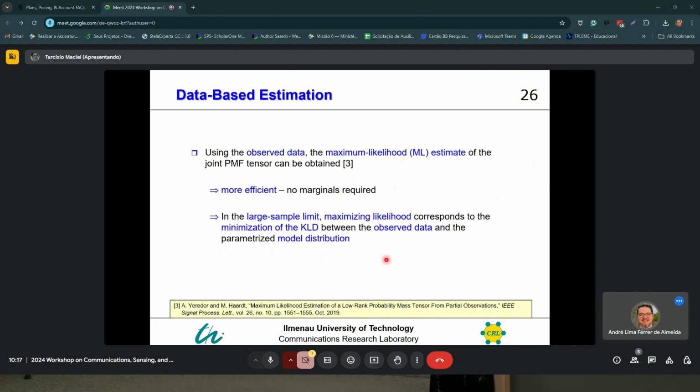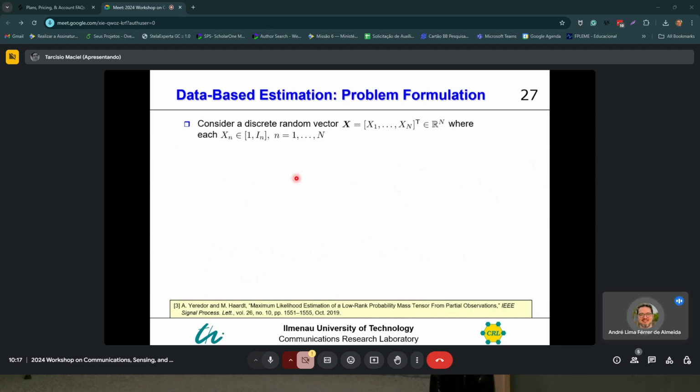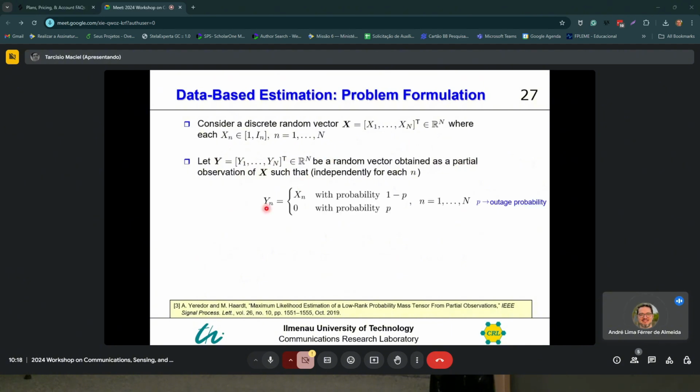the parameterized model distribution. So let's consider a discrete random vector x again, where each x_n is in the set from 1 to I_n. And y is also an N-dimensional random vector obtained as a partial observation of x, such that, independently for each index n, y_n is equal to x_n with probability 1 minus p, and y_n is equal to 0 with probability p. So p would be our outage probability. It's the probability that we don't observe this particular entry. For example, we haven't watched that movie yet, right? So then we set this corresponding y_n to 0.